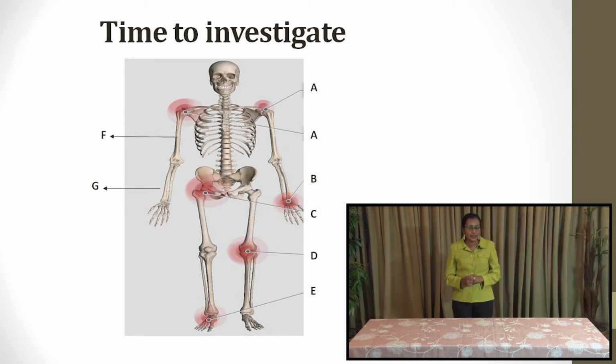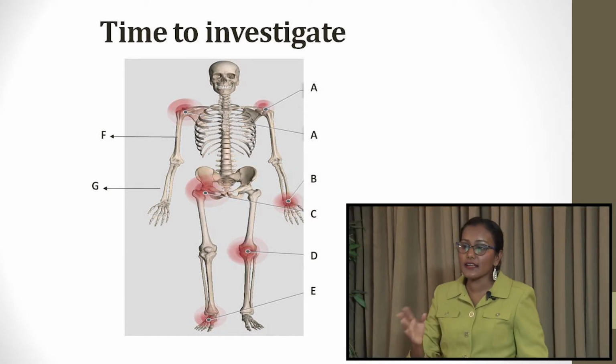D. Can you tell me the name of D? Very good. It's your knee. Can you move your knees? Yes, you can. And along at the bottom now, it's E. Can you tell me what that part is? Very good. It's your ankle. Can you move your ankles? Yes, we can.